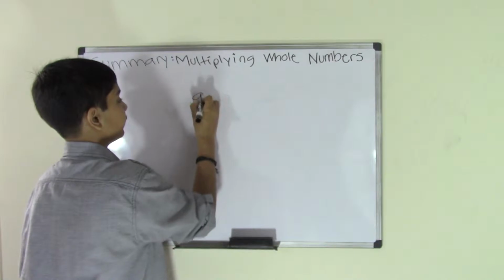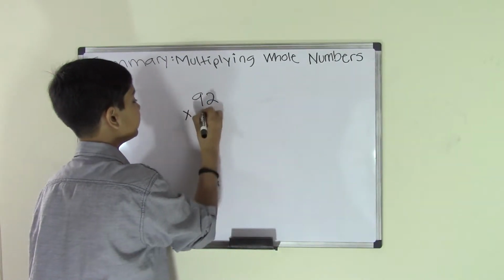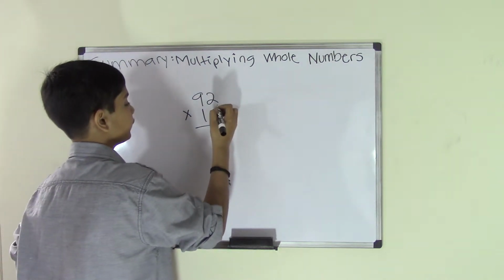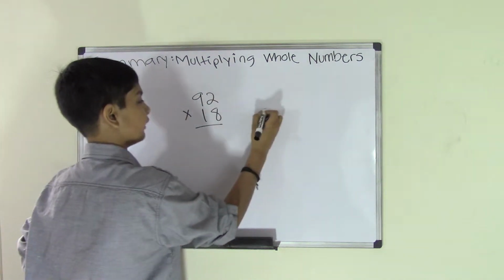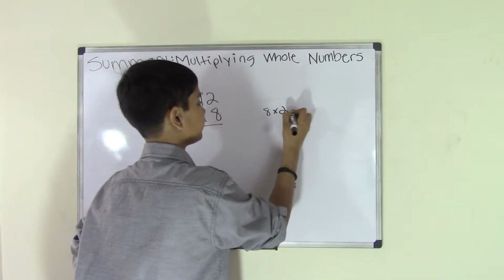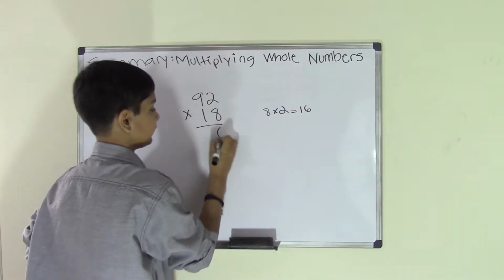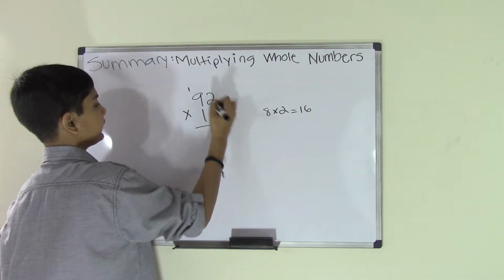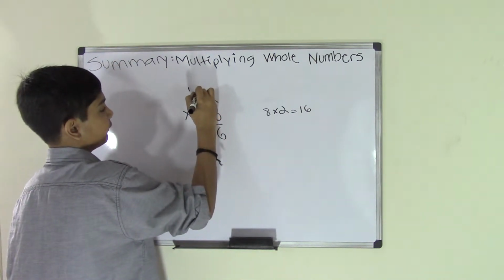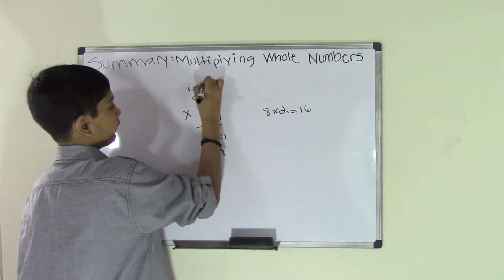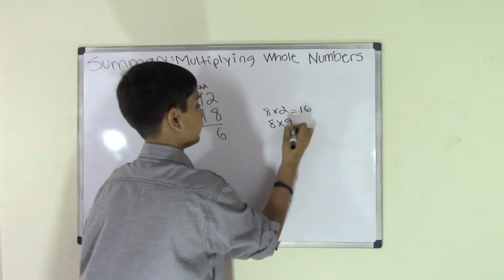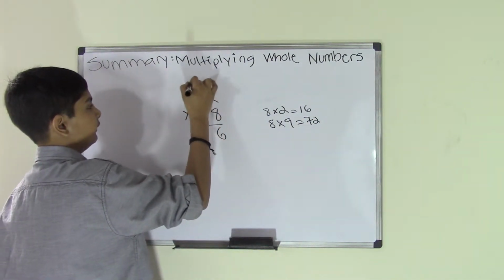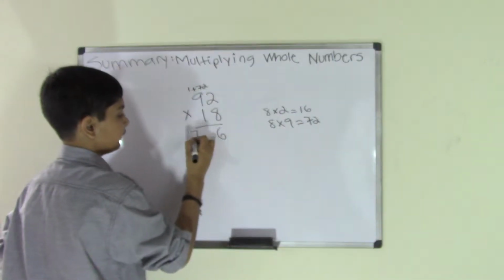If we get 92 times 18, remember we always have to start from the bottom right. So we do 8 times 2 first, and we know that 8 times 2 is 16. So we write that 6 over here, bring that 1 over to the 9, and now we do 8 times 9, which is 72. Now we have to add that 1 to the 72, so we get 73.